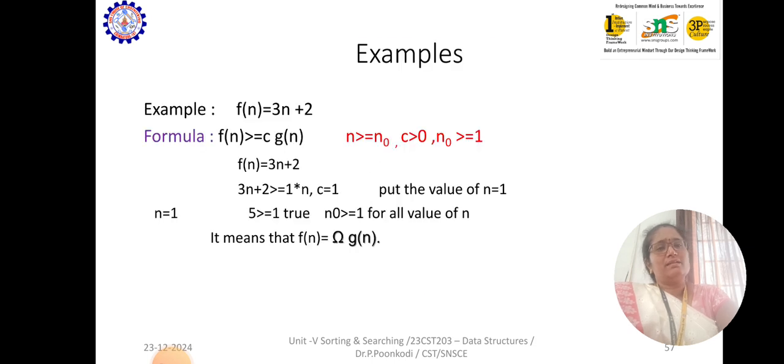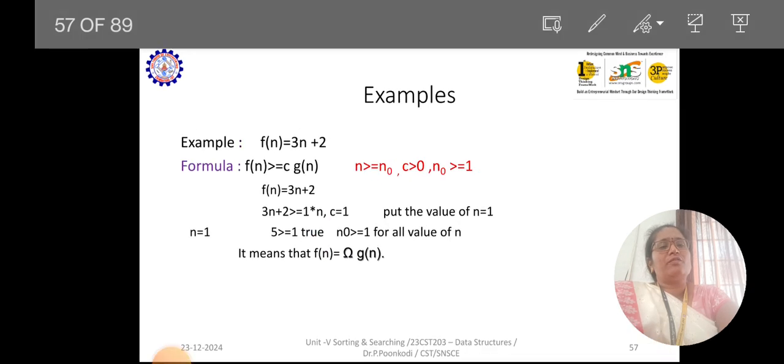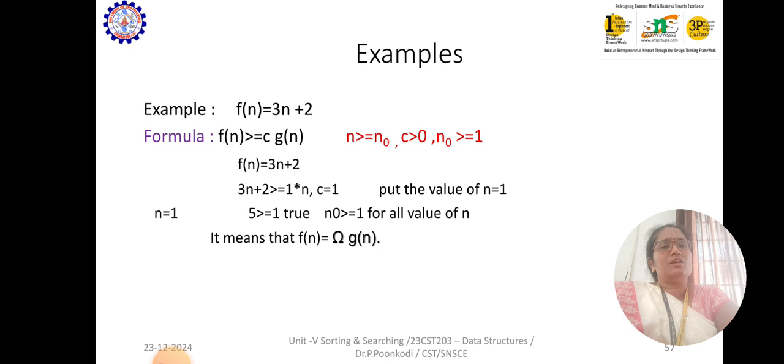And this is the example, 3n plus 2. We apply f of n equals 3n plus 2. 3n plus 2 is greater than or equal to 1 into n, with c equal to 1. Then we calculate with n value 1. So 3 into 1 is 3, plus 2 is 5, greater than or equal to 1. The condition is true. It means that f of n belongs to omega of g of n.